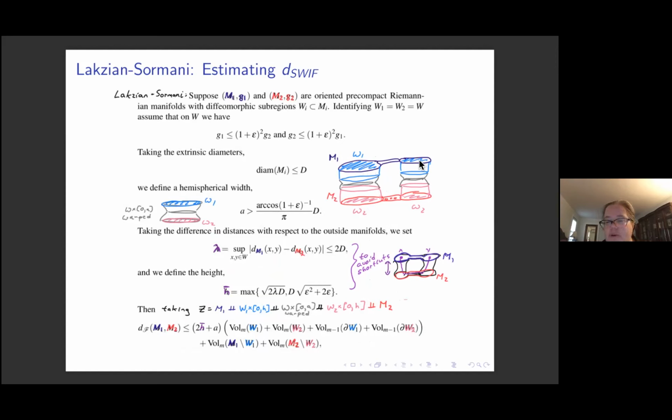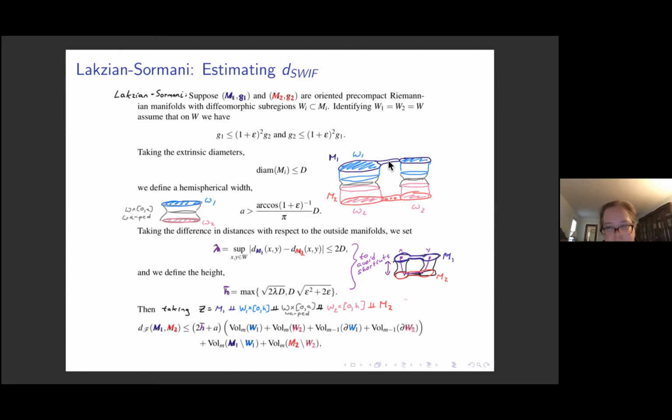However, now we have to worry if we have two different components of W1, that maybe if we went down here, we could cross over in M2 and come back up and have a shorter path than if we just stayed on top. This could happen if the different components of W1 have a very long tunnel between them, and the different components of W2 have a short tunnel between them. So we're concerned about the fact that there might be a long tunnel up here and a short one down here.